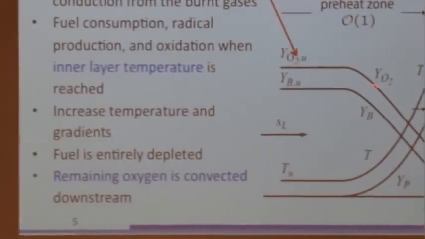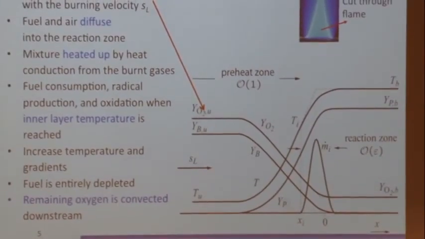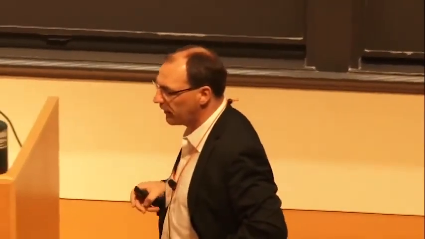And so typically in a flame you consume all the fuel. Doesn't matter if it's lean or rich, you always consume all the fuel. Oxygen, in a lean flame, oxygen is left over. In a rich flame, what's left over? CO. Typically you convert everything to CO, and then the CO in the rich flame is left over. Okay, so that's how a flame works.